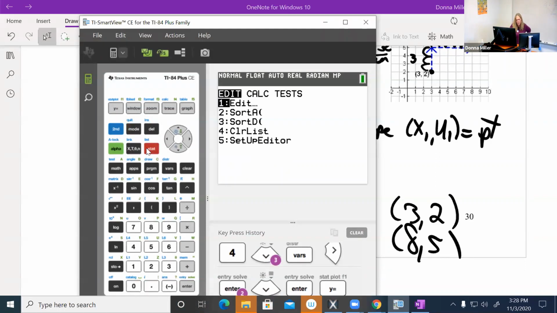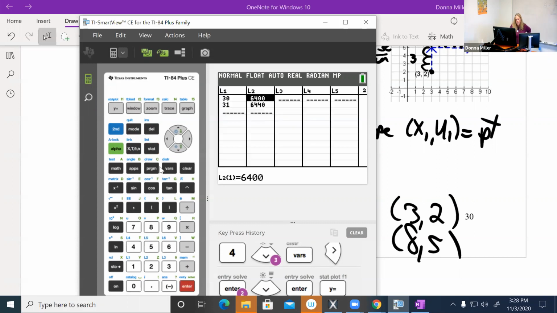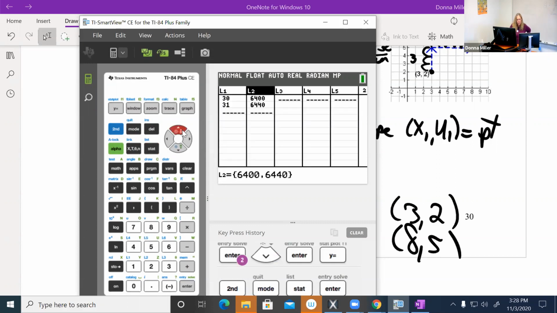So it's already at edit, so just stat enter. And I'm gonna enter those points. Now I have stuff in there. I'm gonna clear it out by hitting clear. See that clears out the lists? I just go up to the top and hit clear.